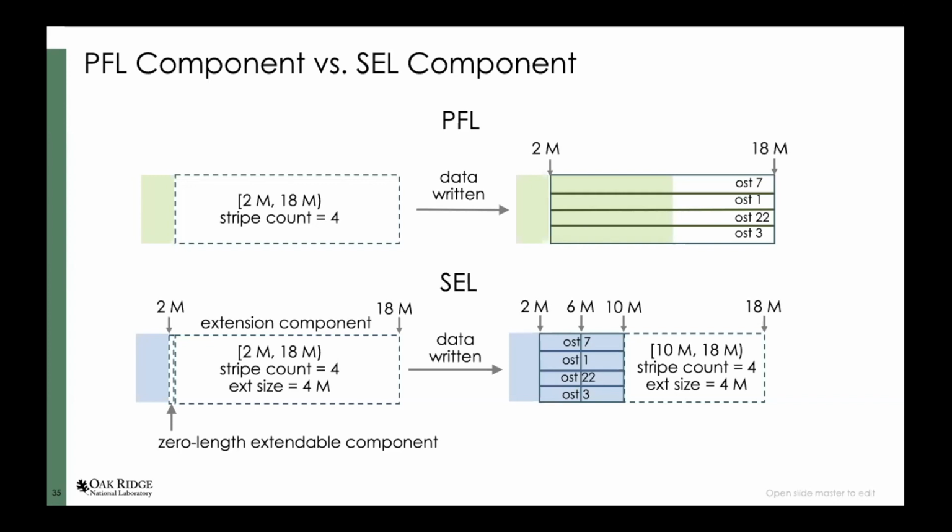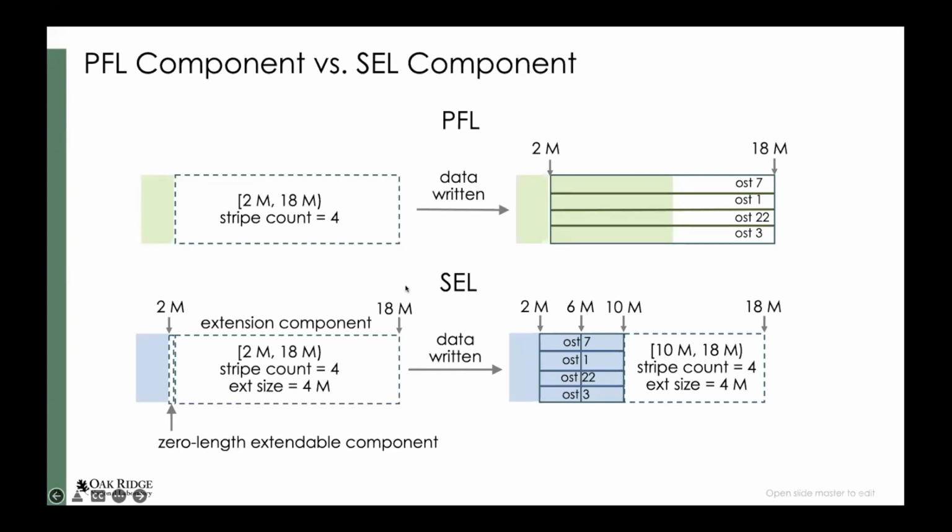And this diagram shows a bit of what happens here. At the top, you'll see what would happen with, say, a PFL layout. The green represents the data in the file. So if you imagine data fills up, and then we have a component that hasn't been written to yet that covers from 2 to 18 megs with a stripe count of 4. As soon as the data starts getting written to that field, Lustre allocates 4 OSTs to it here, and then starts filling those up with data. And so those 4 OSTs are used from the range of 2 to 18 megabytes, even if you haven't filled it up to 18 megabytes yet. Those are allocated for that entire range.